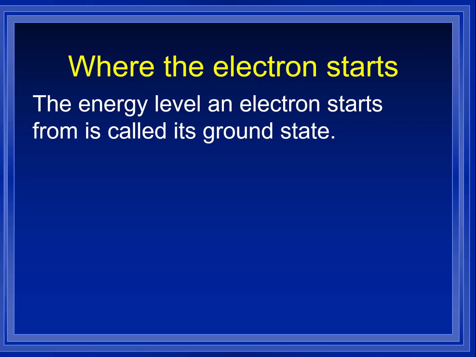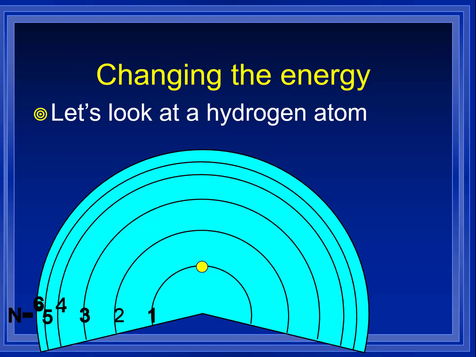So now we're going to change that energy, and we're going to do the simplest model we can, the hydrogen atom. I know it's hydrogen because it only has one electron. It's got one electron, and I drew in 6 energy levels. I could have drawn in an infinite number, but 6 explains everything I need to explain. So the hydrogen atom.